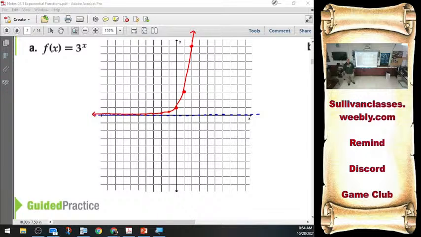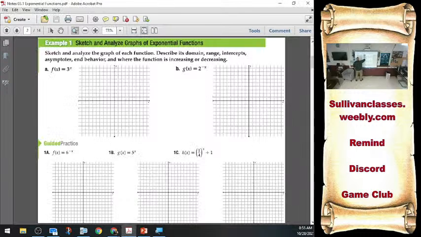What else? Oh, intervals that increase and decrease. Where is it increasing? Negative to positive infinity. Yes, it is always increasing. It is never decreasing. All that stuff. Oh, and end behavior. Limit as I approach negative infinity, and positive infinity. Okay, so we know how to do this. It's just a matter of, do we remember what the graph looks like?